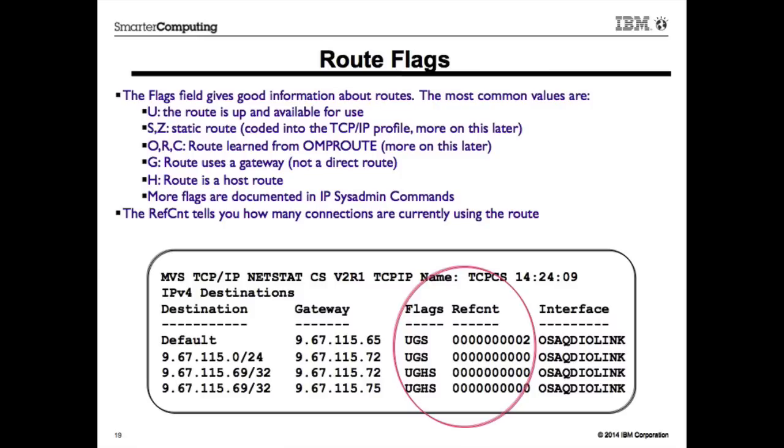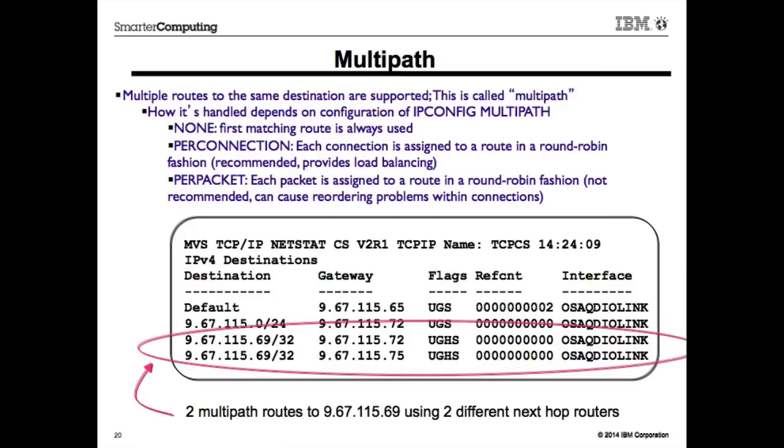A G flag means the route uses a gateway. The H flag means it's a host route, and there are more flags that are documented in IP System Administration Commands, but these are the main ones. There's also a ref count field that tells you how many connections are currently using the route. So from this Netstat routing table, you can get some pretty good basic information.